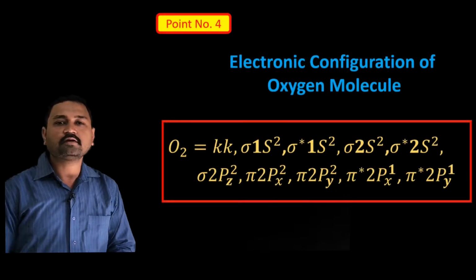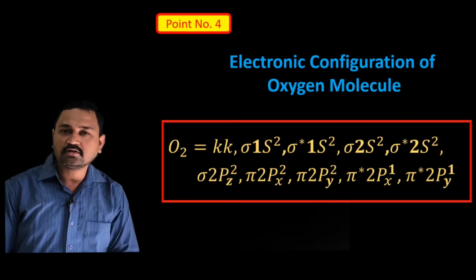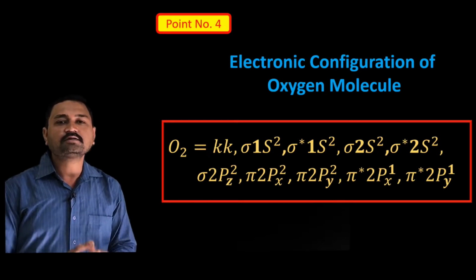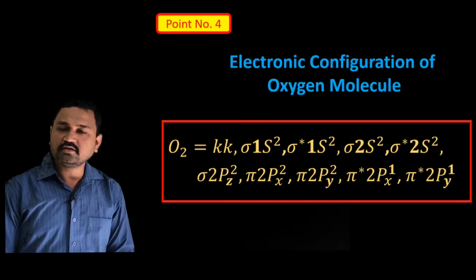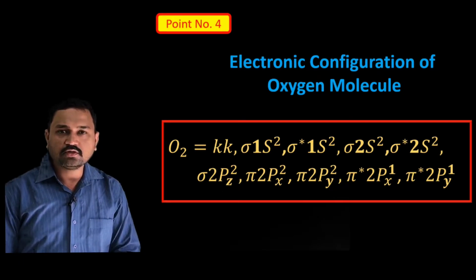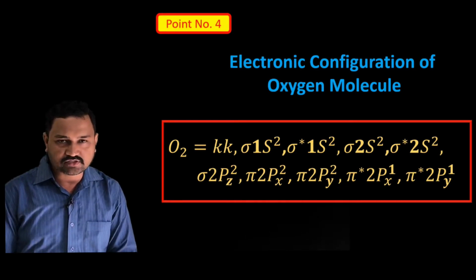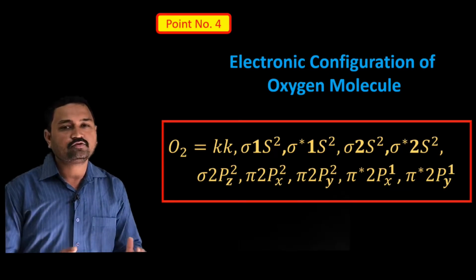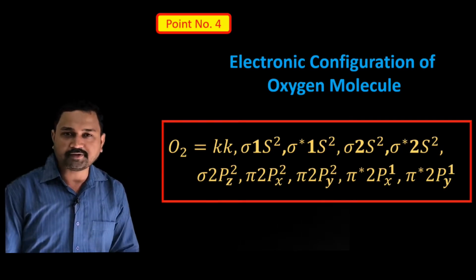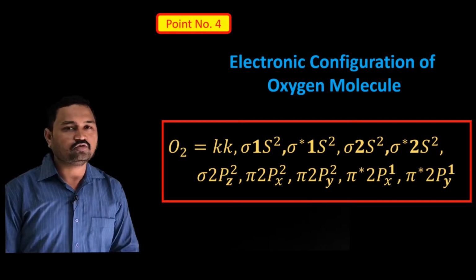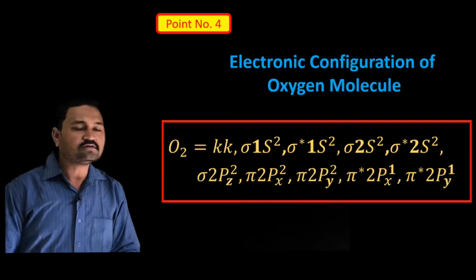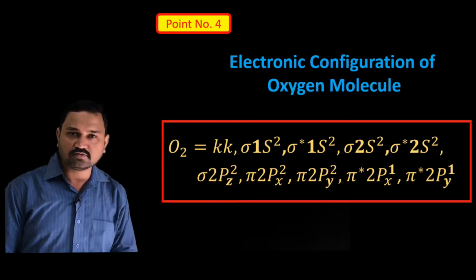You can observe that KK is a constant, then sigma 1s2, then sigma star 1s2, then sigma 2s2, then sigma star 2s2, then sigma 2pz2, pi 2px2, pi 2py2, and then pi star 2px1 and pi star 2py1. So this is the electronic configuration for the oxygen molecule.